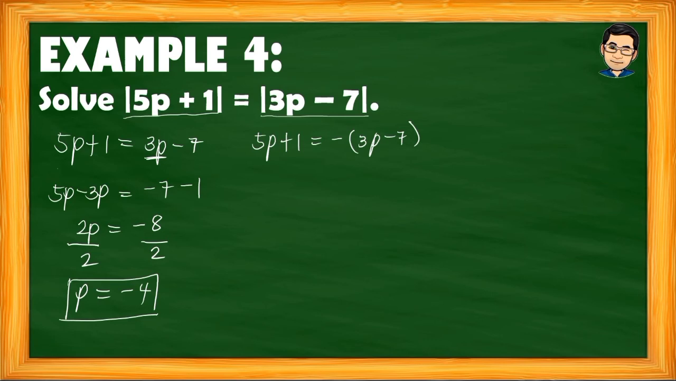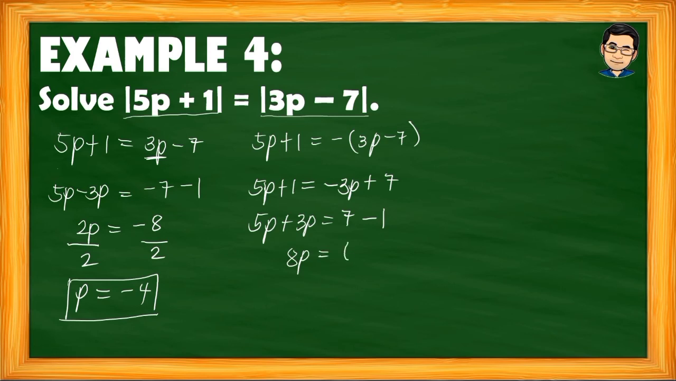Next, using the second solution, so 5P plus 1 is equal to, so lahat ng signs ng nasa loob ng parenthesis ay mababago. So, magiging negative 3P plus 7. And then, yung negative 3P, tanggalin natin sa right side. So, we add 3P to both sides dahil negative 3P siya. So, magiging 5P plus 3P is equal to 7. And then, yung 1 tanggalin natin sa left, magiging minus 1. So, 5P plus 3P is 8P equals 7 minus 1, 6.